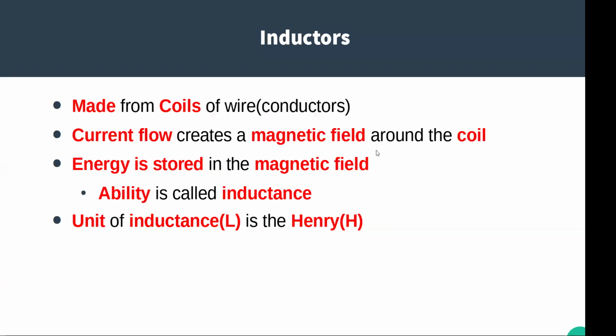Okay, inductors, different animal. We take a piece of wire and coil it up to increase the inductance. And when current flows through that wire coil, it creates a magnetic field around the wire. We store energy in that magnetic field as long as current is flowing through the wire. And we call that ability inductance. So it's the ability to store energy in a magnetic field, compared to capacitance, which is the ability to store energy in an electric field.